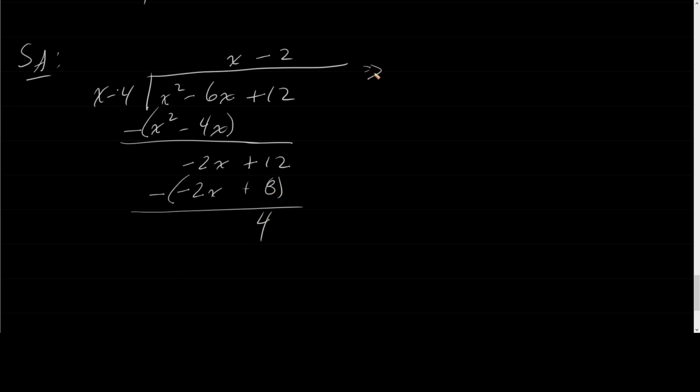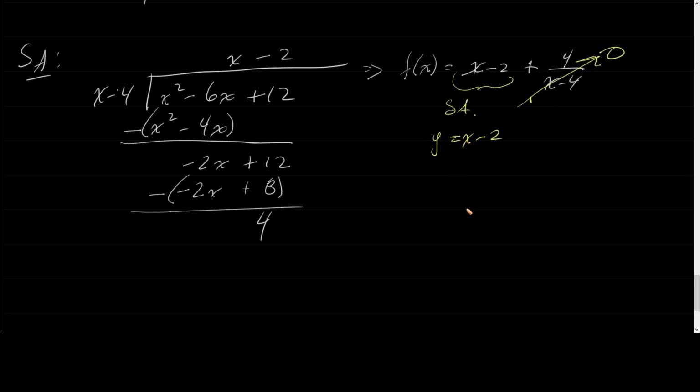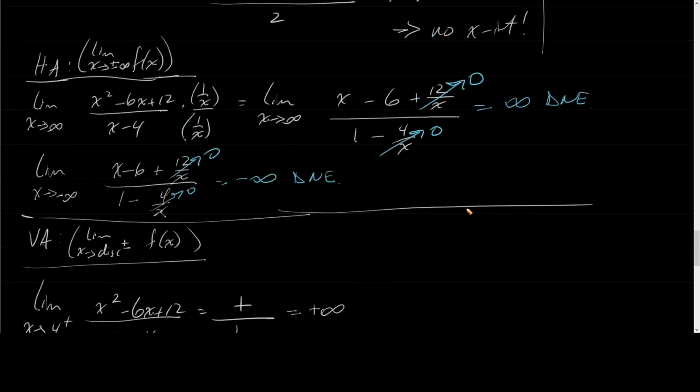So in here, what we end up with is that our function is really the same thing as saying x minus 2 plus 4 over x minus 4. All right, and if you recall, the way to find the slant asymptote here is, well, technically as x is going to infinity, this right here goes to 0. So this right here is my slant asymptote. Y equals x minus 2, right? Cool. So now we've done the asymptotes. What's next?